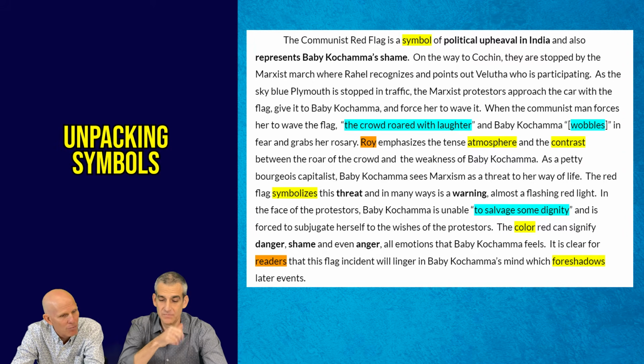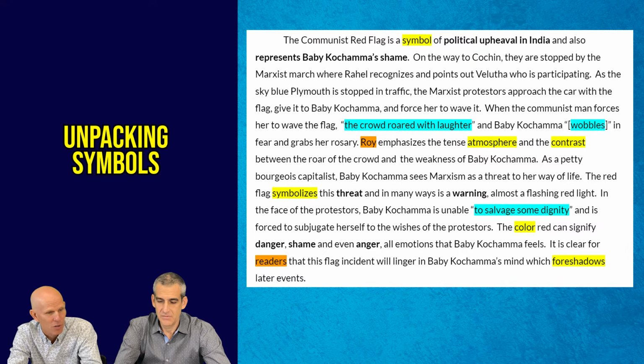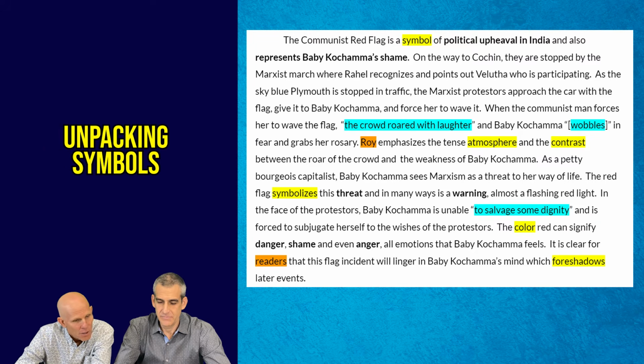As a petty bourgeois capitalist, baby Kochama sees Marxism as a threat to her way of life. The red flag symbolizes this threat and in many ways is a warning, almost a flashing red light. In the face of protesters, baby Kachama is unable to salvage some dignity and is forced to subjugate herself to the wishes of the protesters. The color red can signify danger, shame, and even anger, all emotions that baby Kachama feels. It is clear to readers that this flag incident will linger in baby Kachama's mind, which foreshadows later events.